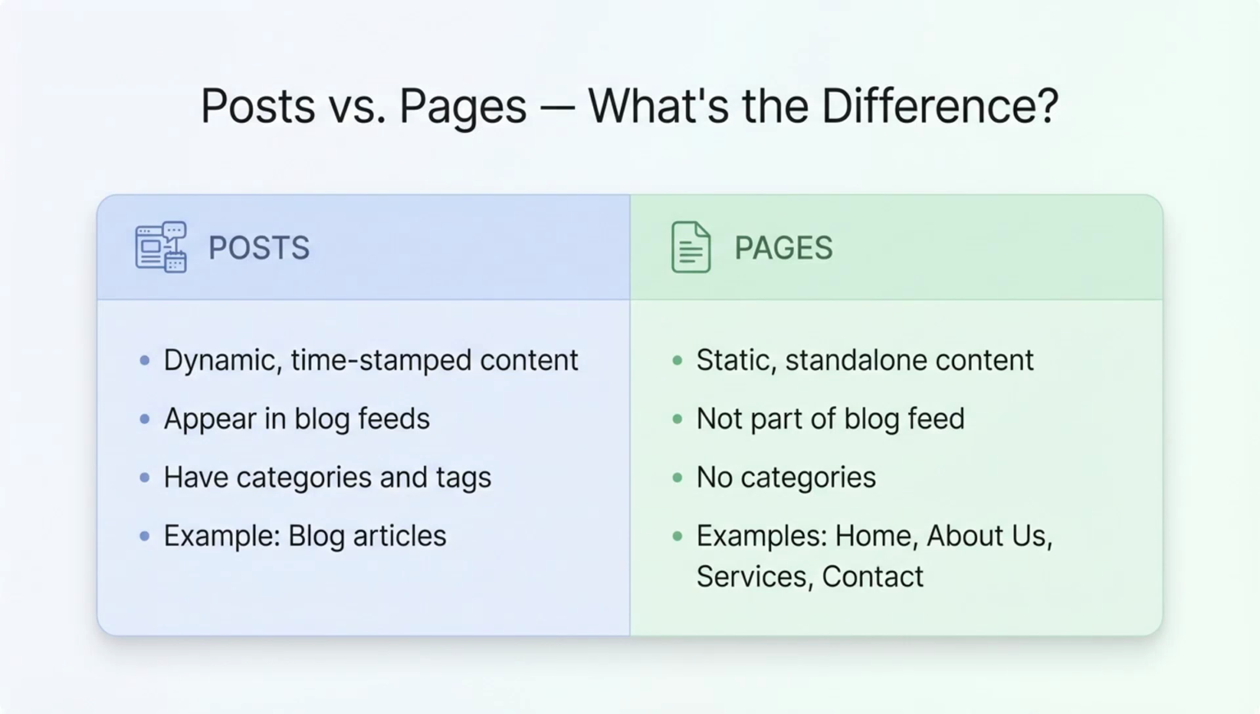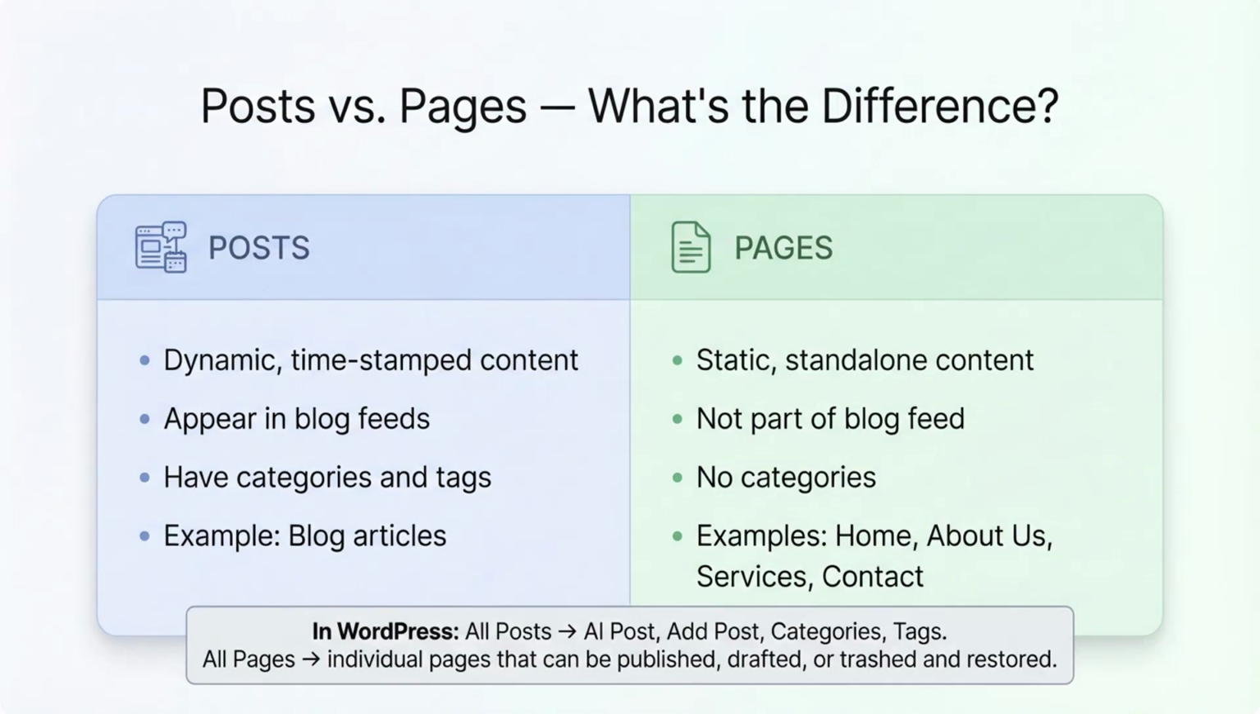One of the most common points of confusion for beginners is the difference between posts and pages. Posts are dynamic. They're your blog articles. They show up in feeds, and they can be organized with categories and tags. Pages, on the other hand, are static and standalone. Your homepage, About Us, services, and contact pages, those are all pages in WordPress. They don't appear in any feed. They just live on their own.